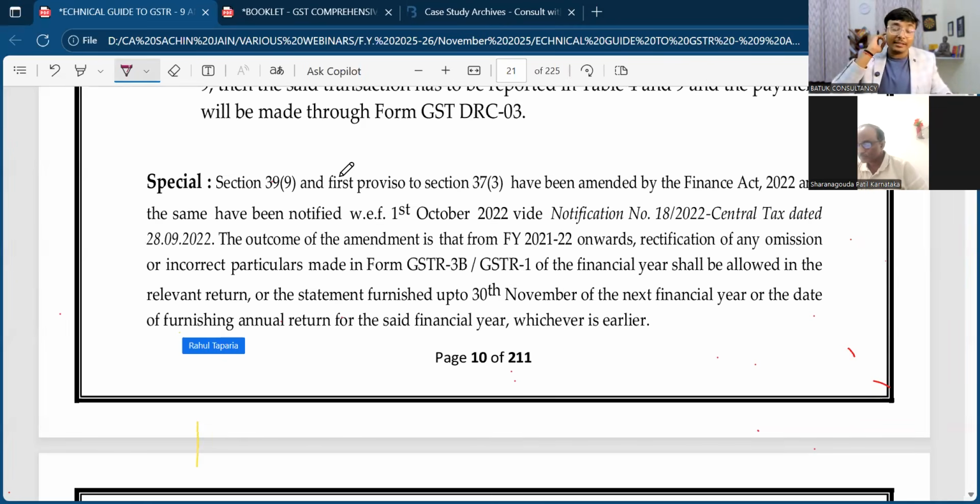Yes, if you know that there is a certain issue in your books of accounts, B2B, and you have identified and corrected the same in your books of accounts, in that case keep the same as it is. Okay, keep it as per your books of accounts.